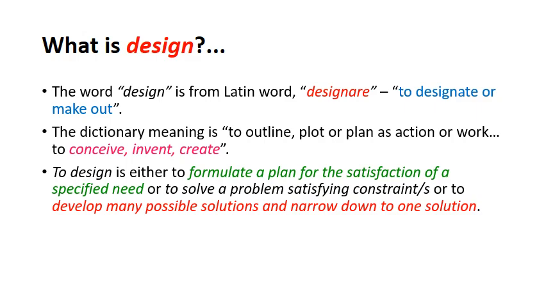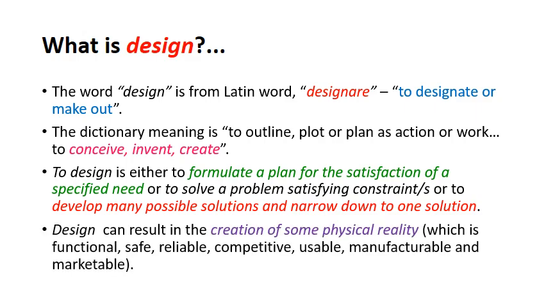Or a problem can have multiple solutions, where you can develop many possible solutions and then optimize them, narrowing it down to a feasible one. So this is an iterative process. This is also design. So essentially, when we do so, it will result in some physical reality, that is a product or a system which will function safely, reliably, right? But at the same time, it must be competitive. So the designer must ensure that it is competitive in the market, easily usable, easily manufacturable, and you can sell it easily in the market, right?